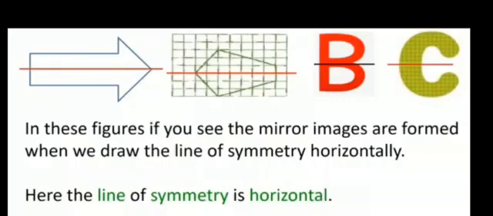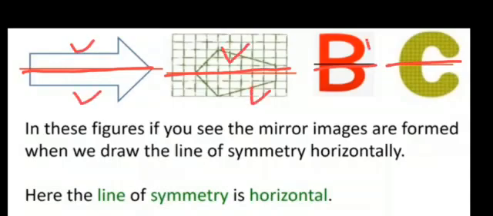In these figures, if you see, the mirror images are formed when we draw the line of symmetry horizontally. Means, after drawing horizontal lines at the center of these figures, we can see that these pictures are divided in two equal parts, up and down. So, these pictures are divided in two equal parts after drawing horizontal lines.